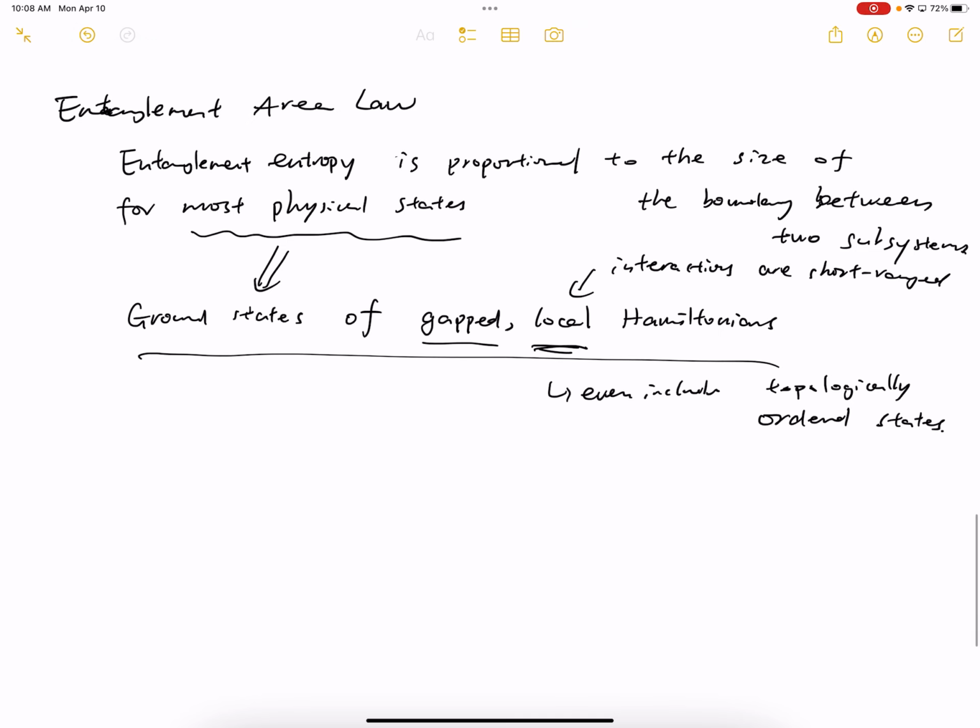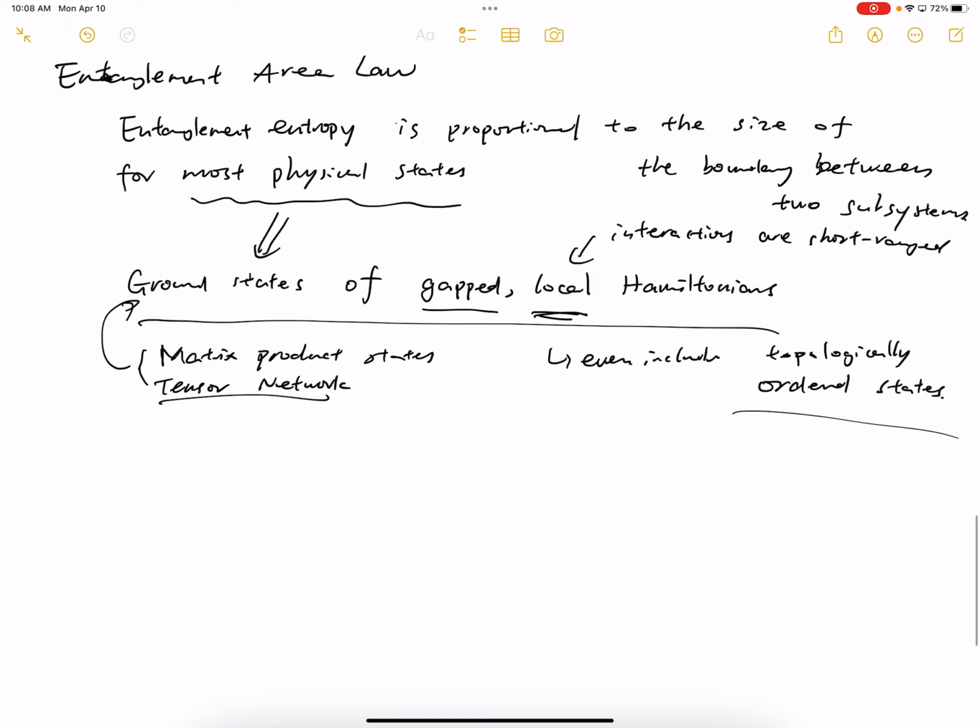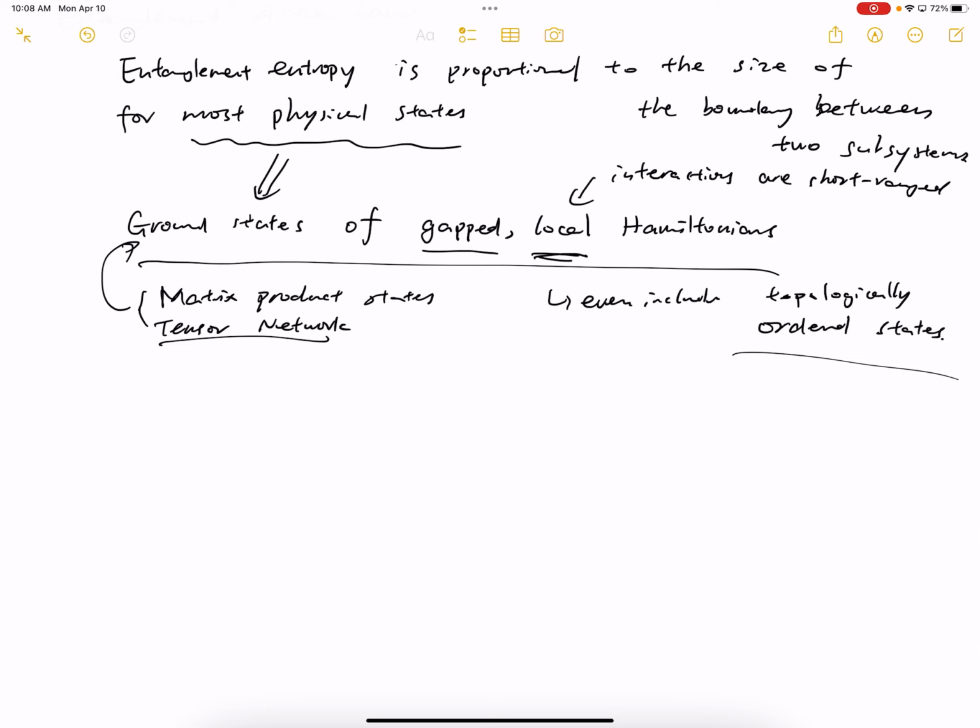Okay, so in the next topic we're going to cover, we're also going to talk about these matrix product states and tensor network states, which are their two-dimensional generalization. Especially, tensor network states can represent most topologically ordered states. So these also belong to this class. They also satisfy the entanglement area law, and they can represent ground states of gapped local Hamiltonians.